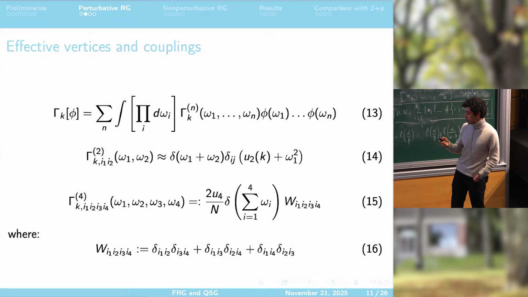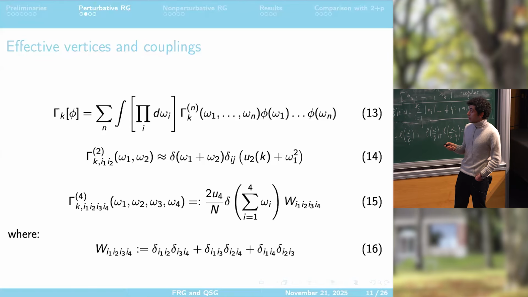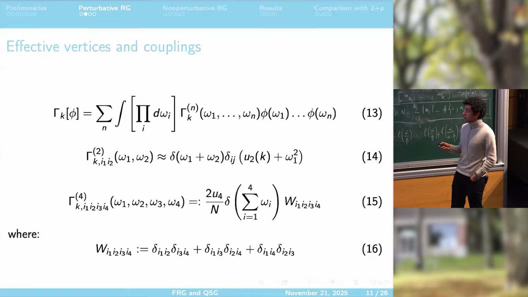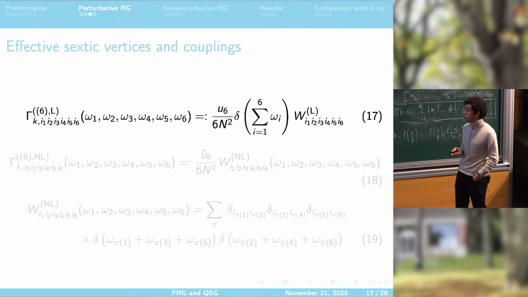Then we go to the 4-point interaction. The 4-point interaction has again the same structure. So we have some momentum conservation, some tensor this time that respects the O(N) symmetry of the original theory, a coupling constant that we call U4, and a 1/N renormalization so that it doesn't blow up in the large N limit.